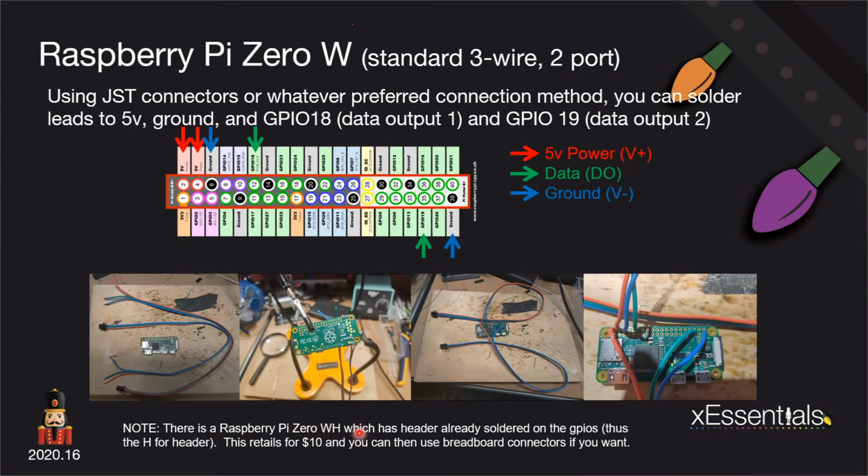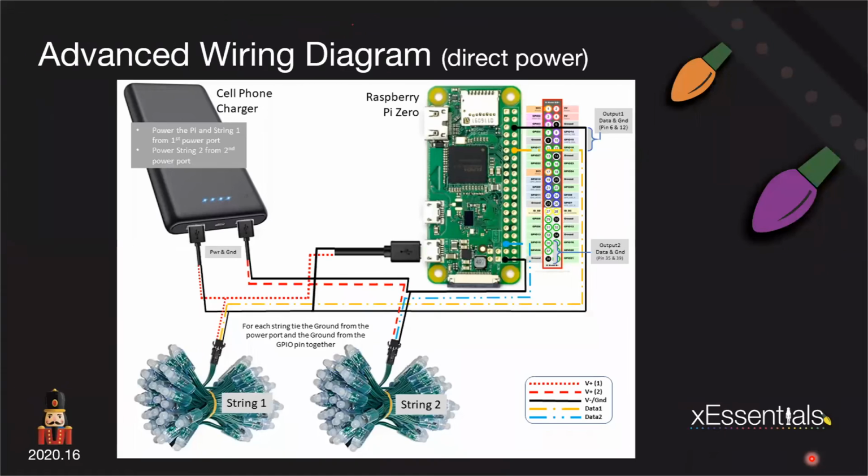There is a Raspberry Pi Zero WH, which has a header already soldered on so that you could just use breadboard connectors if you want. It retails for $10. That's an option for you if you want to consider using the WH versus just using the W and soldering on your leads.